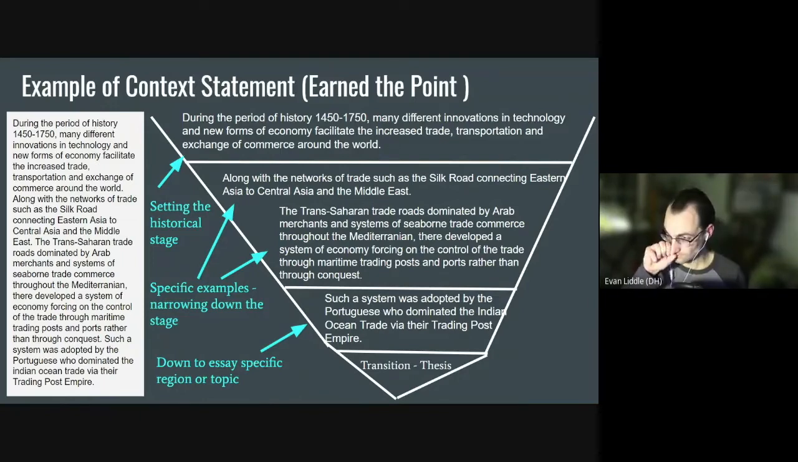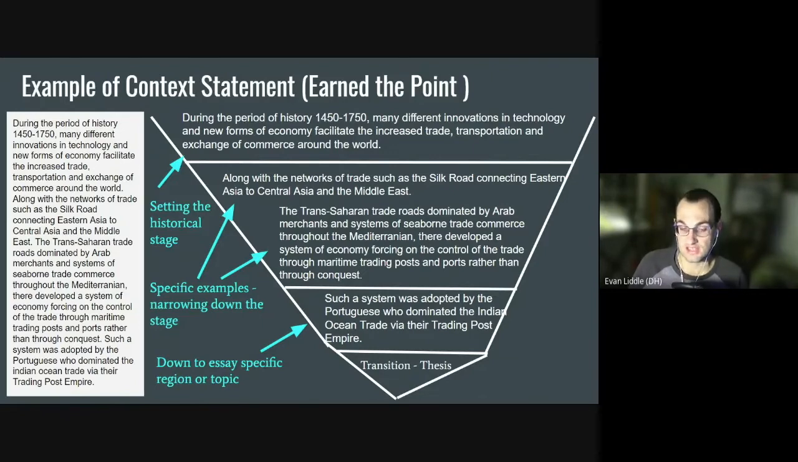Admittedly, I think these two sentences are a little too descriptive. I think maybe mentioning one or two of these would have been fine, but this particular response just kind of throws all of the trade networks at you. However, it does have the effect of demonstrating that you understand that there were many trade systems at play during this time. And it also sets up the fact that the Portuguese are going to use trading posts and ports rather than through military conquest of the land. So it is setting up the essay itself.